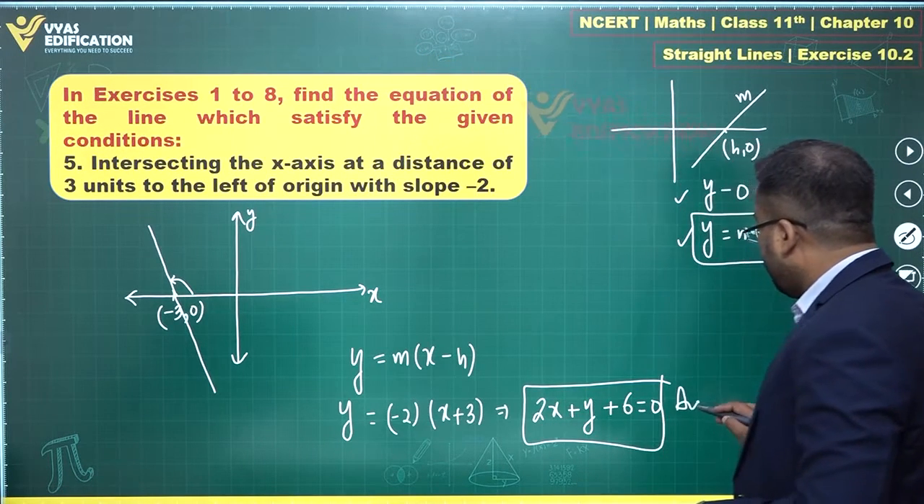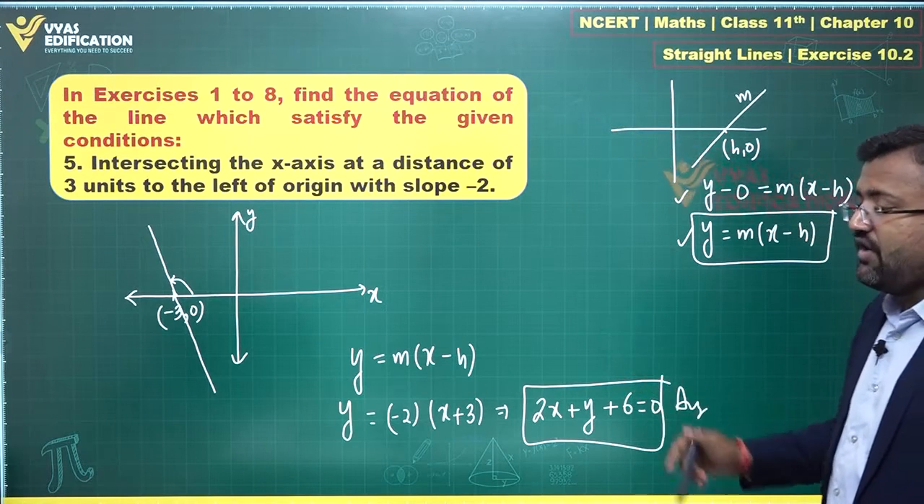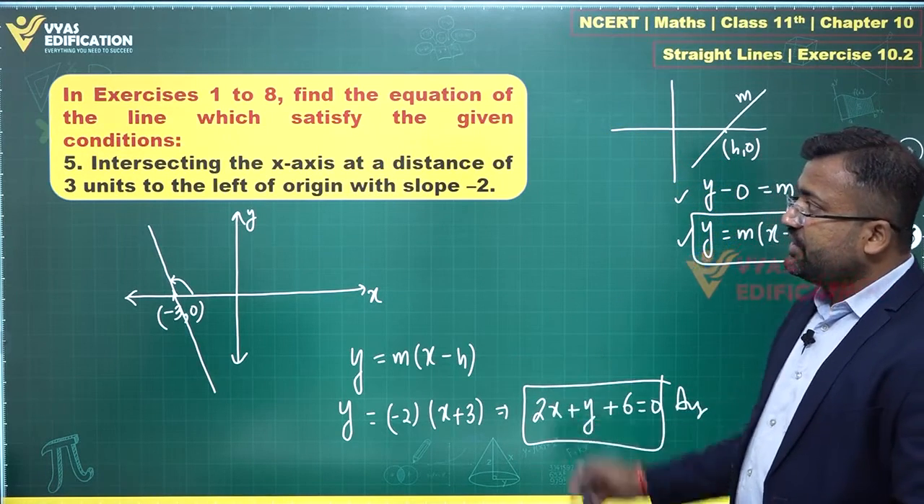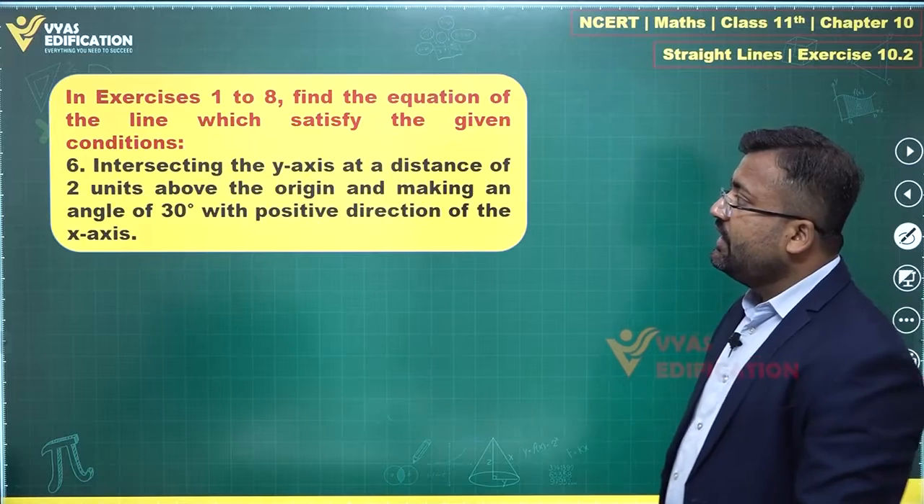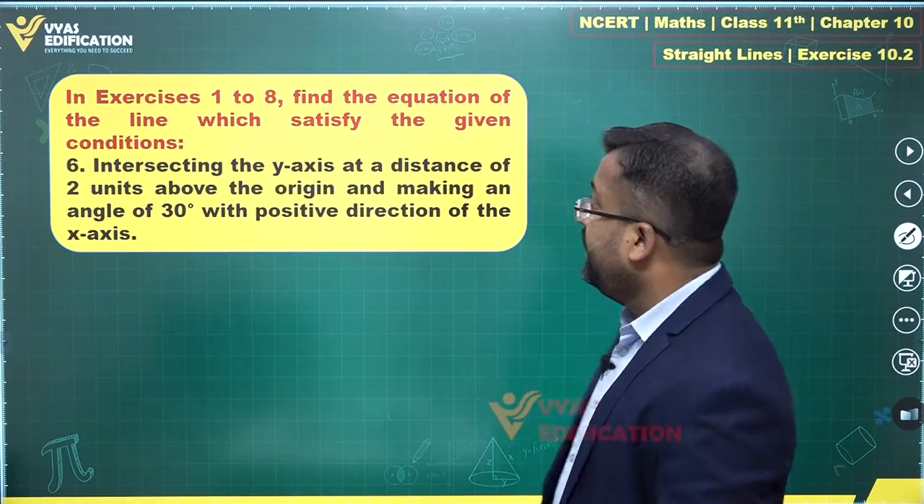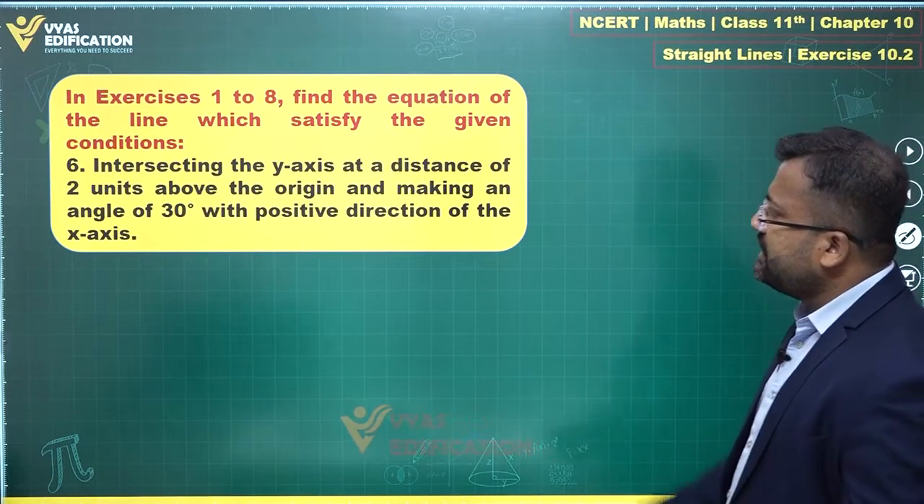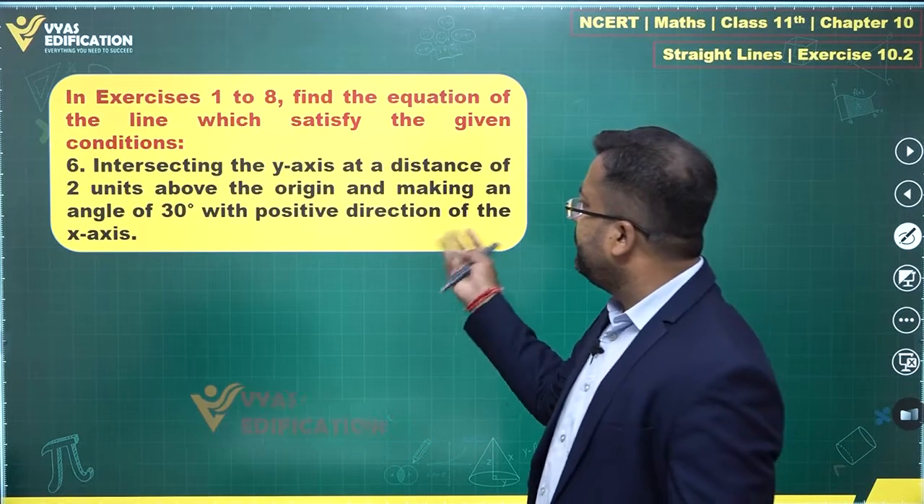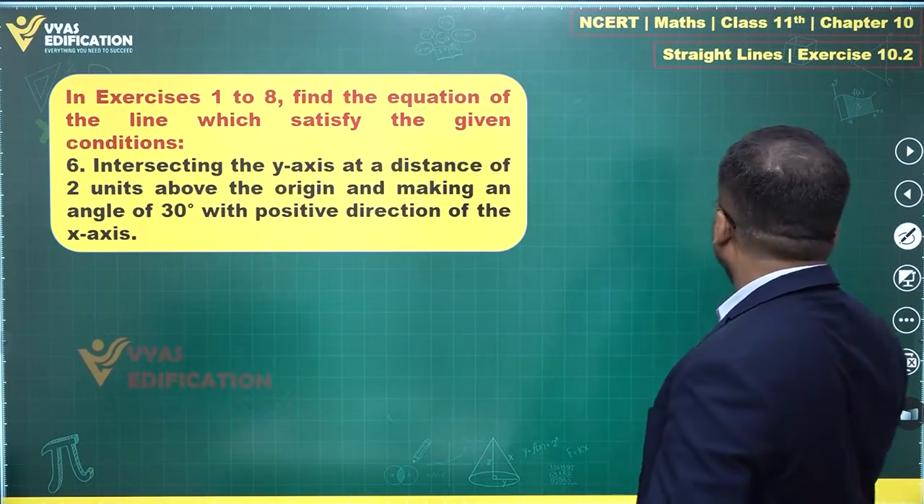This is the answer for this particular question, as you can see over here. That's the complete solution for the fifth question. The sixth question says: intersecting the y-axis at a distance of 2 units above the origin and making an angle of 30 degrees with the positive direction of the x-axis. That's what we are interested in.